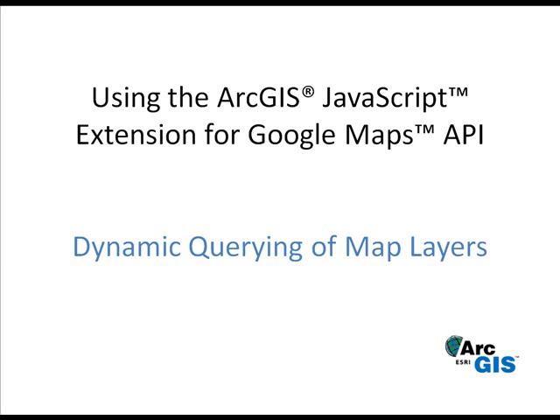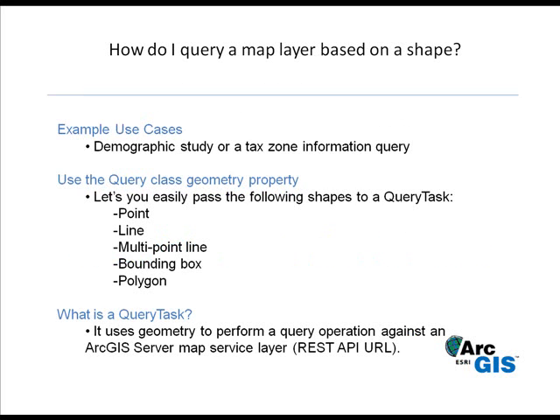This is a short demo to show off some of the cool new functionality for the ArcGIS JavaScript extension for Google Maps. What I'm going to be showing you is dynamic querying of map layers. Primarily, I'm going to answer the question, how do I query a map layer based on a shape?